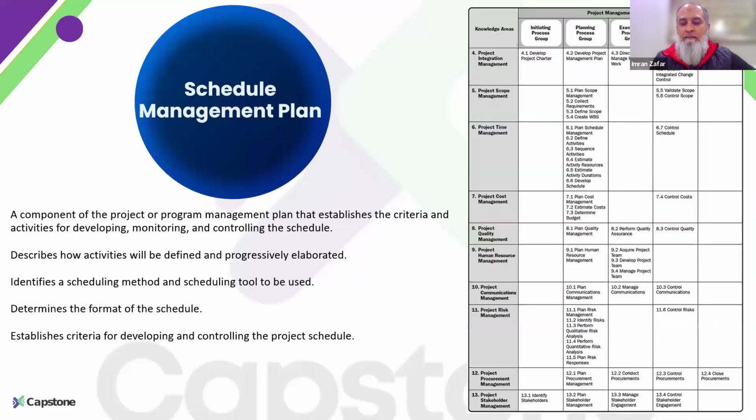The first process is plan schedule management. As with all other management processes, this process will tell us how we will be developing our schedule and what methodologies we will be using, like the critical path method, which is part of this PMI curriculum as well.